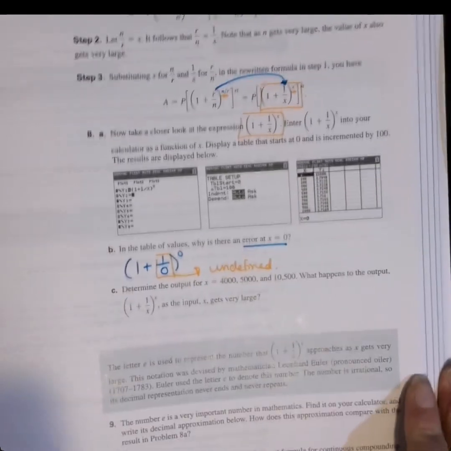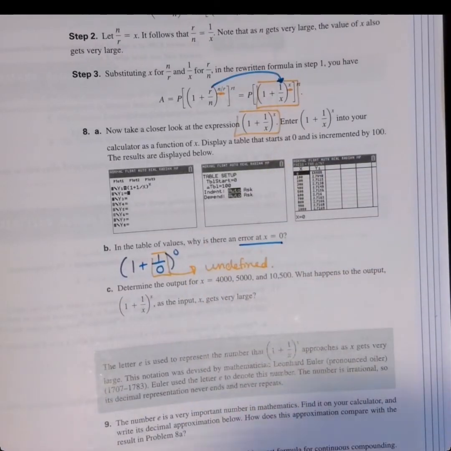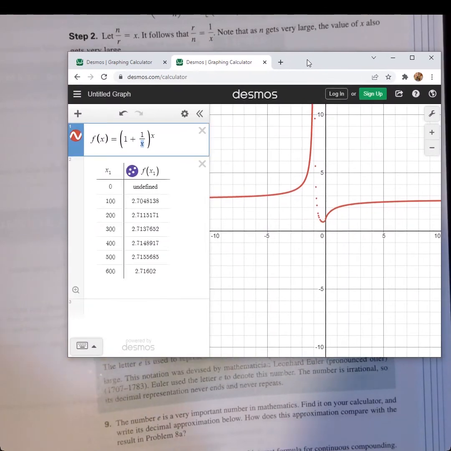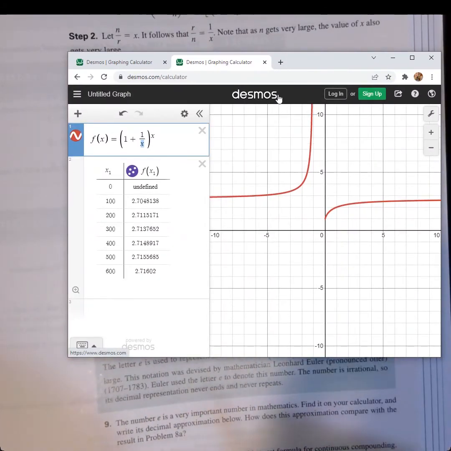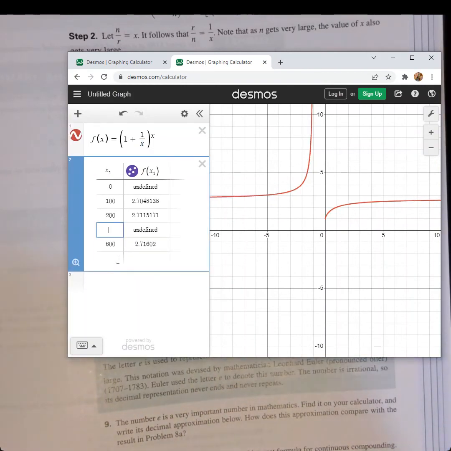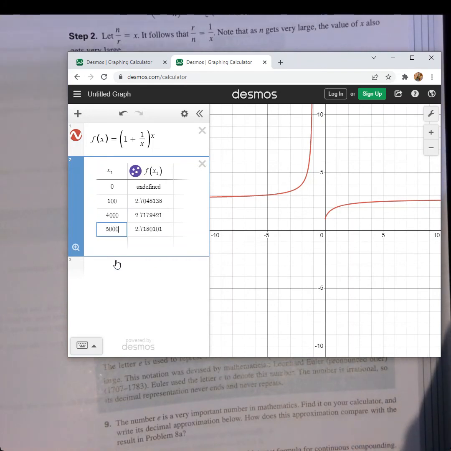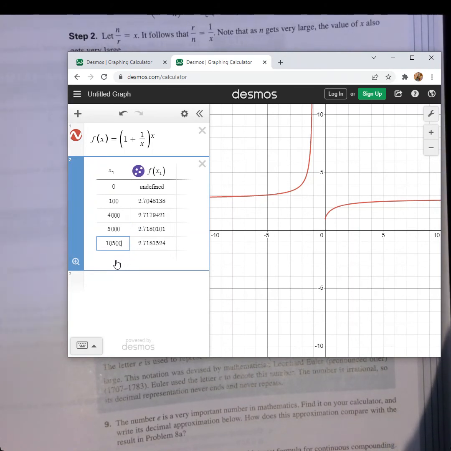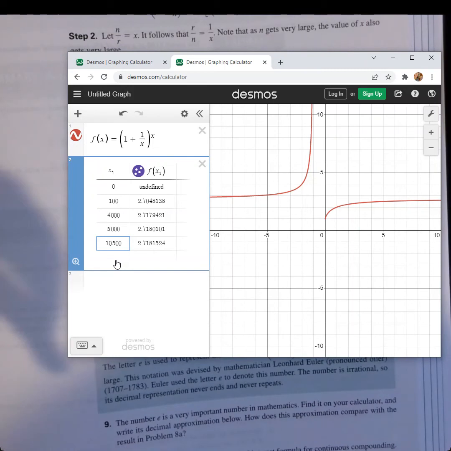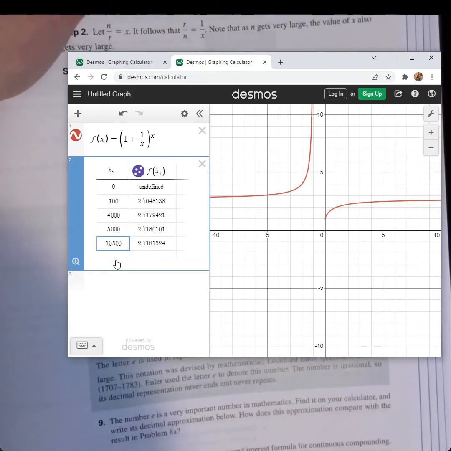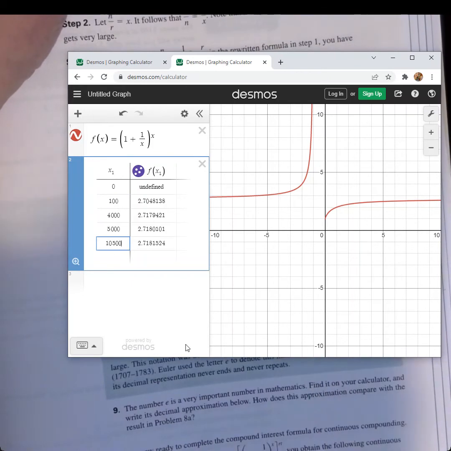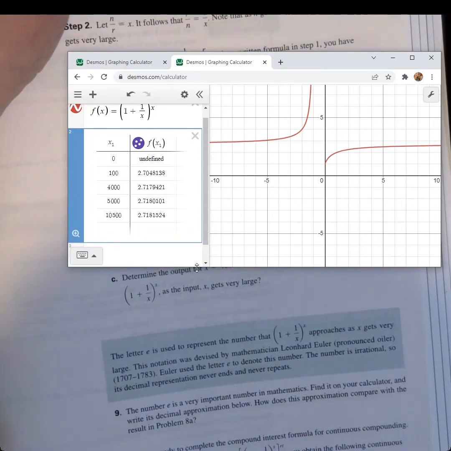Then they want us to explore what happens for the very large inputs that we see here. So they want us to determine the output for 4,000. So I don't even need some of these smaller ones. Let me go ahead and take them back out. They want us to see, say, 4,000. They want us to see 5,000, and I don't know why they didn't go 10,000. For some reason, they picked 10,500. So what happens to the output? Okay, so I'm going to shrink this up a teeny bit so I can write on my book.